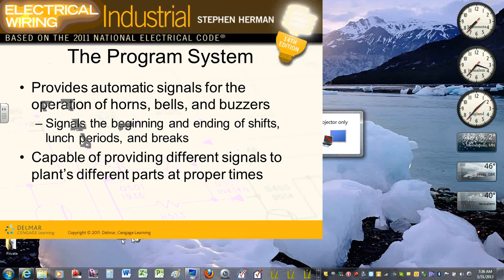Okay, the second system that we have here is called program system. It's not a paging system, it's program system. The program system, guys, provides harmonic signals for operation of horns, bells, and buzzers. You want to buzz the people to get out, typically in manufacturing. So you hear a buzz, and that indicates it's a break time.